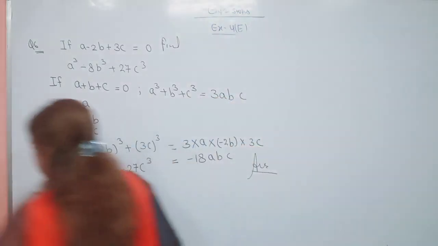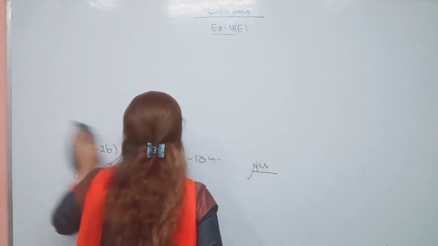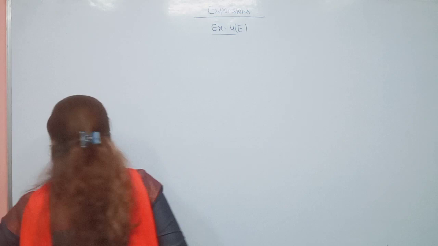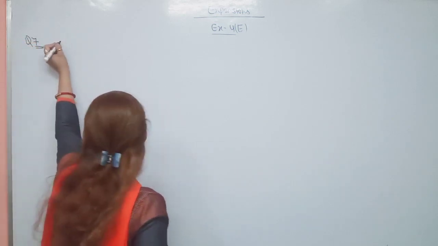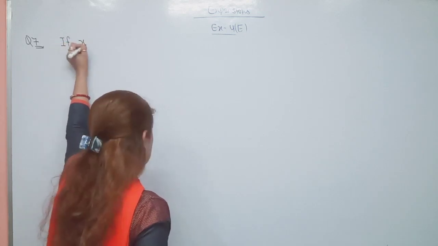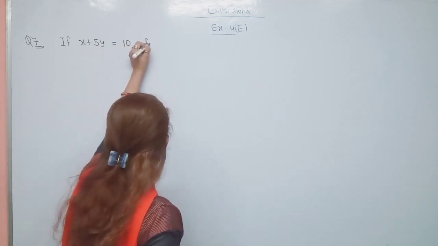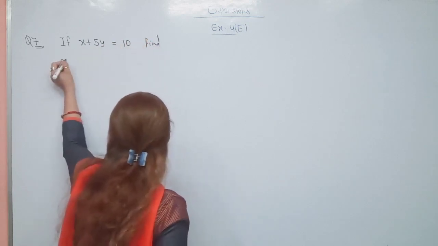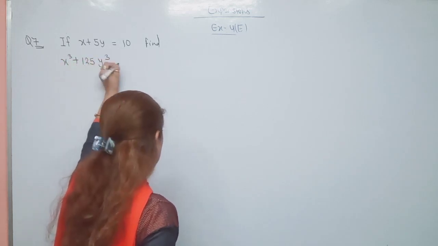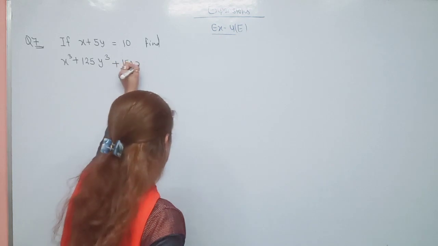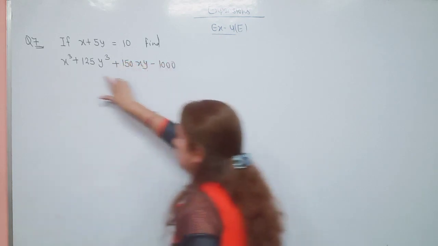Now let's do question number 7. Question number 7 is: if x plus 5y is equal to 10, find x cube plus 125y cube plus 150xy minus 1000. Find the value of this.